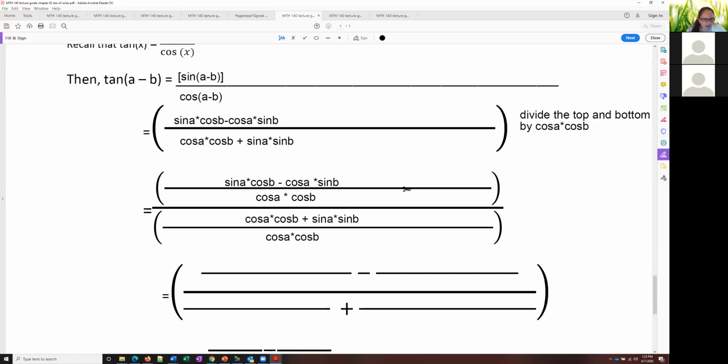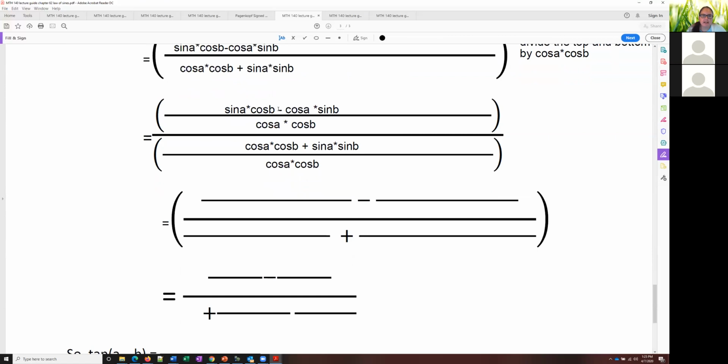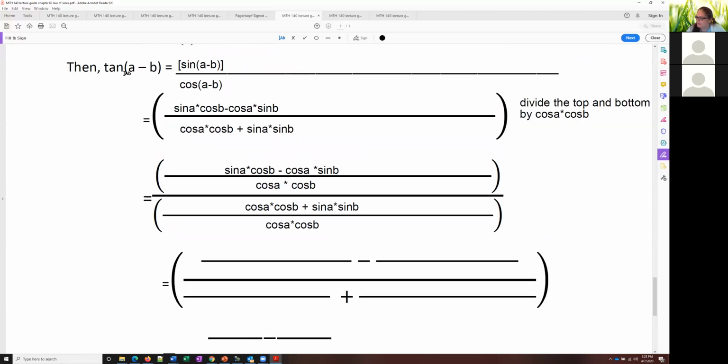Okay. So now that I've done that, I'm going to just think about this fraction on the top. It's got a minus sign in the top. That means that I can split it up into two pieces. What's the point of dividing? Well, so that I can split it up into my two fractions and I can cancel some things out. So we're going to end up with a really nice formula for the tangent of a minus b. Okay, so how did we do that? We just divided the top and the bottom by the cosine of a times the cosine of b.